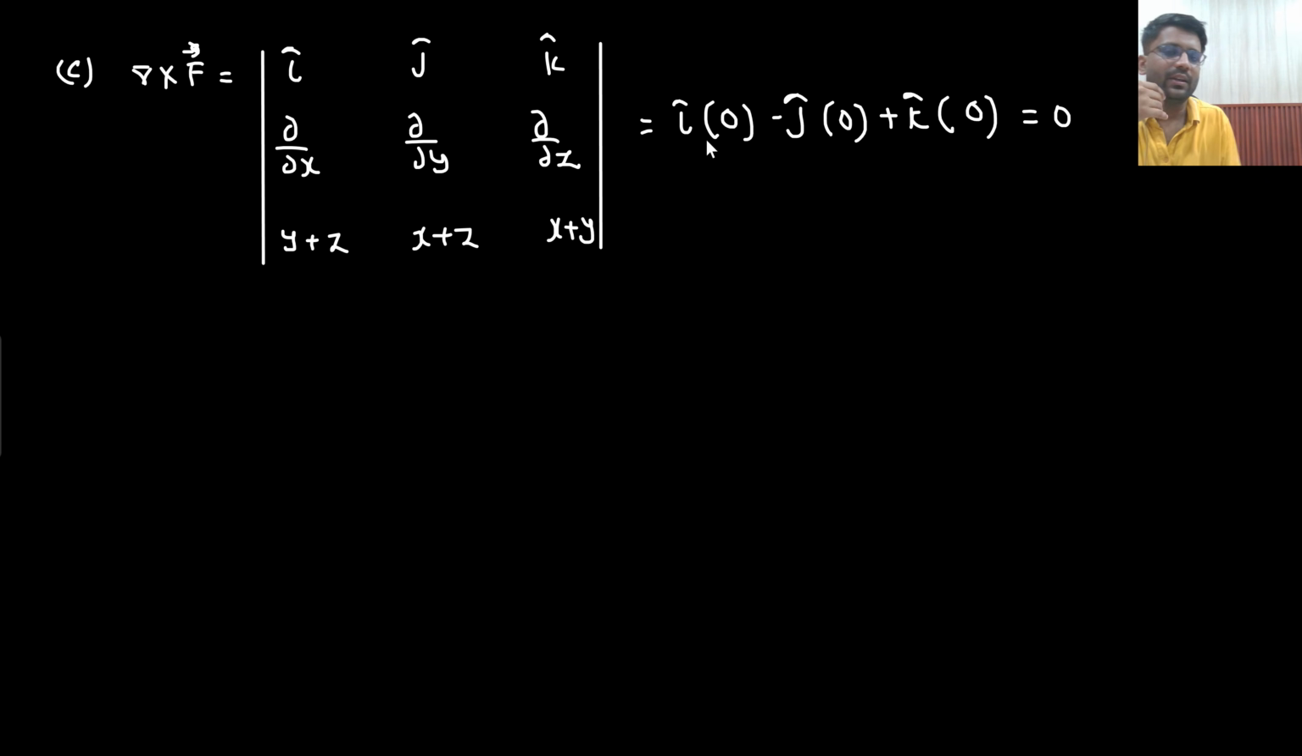You can do the calculation. Everywhere the differentiation comes out the same: 1 minus 1 is 0, 1 minus 1 is 0, 1 minus 1 is 0. It is coming out to be 0 only. Okay, and next, the last option, del cross f.